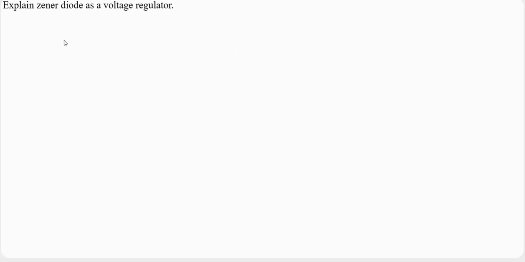In this question, we are going to explain how a zener diode can be used as a voltage regulator. Okay, so let us start. The symbol of a zener diode is like this. So this is the schematic symbol of a zener diode. It is basically made up of a PN junction.